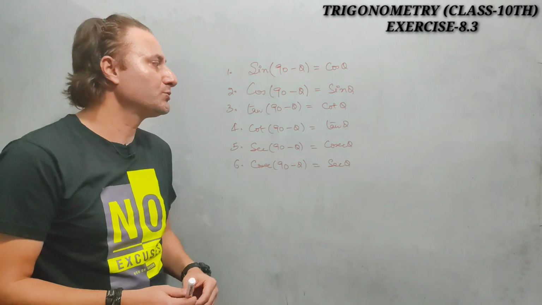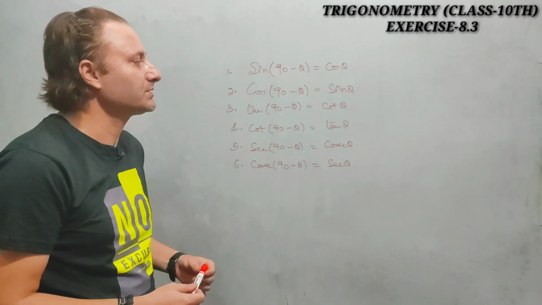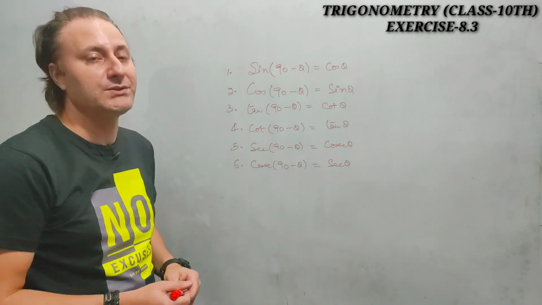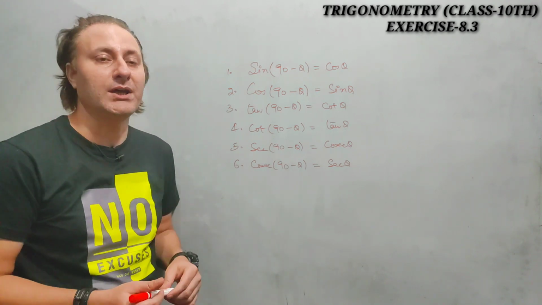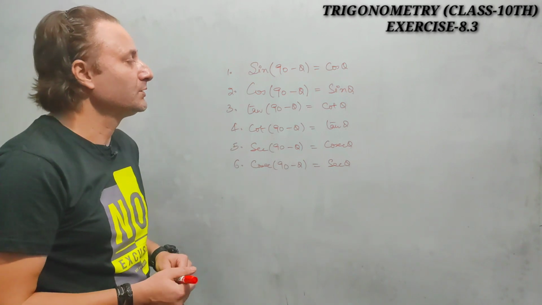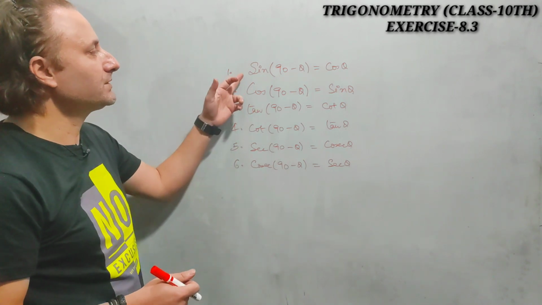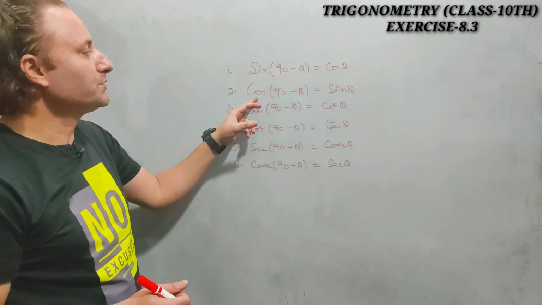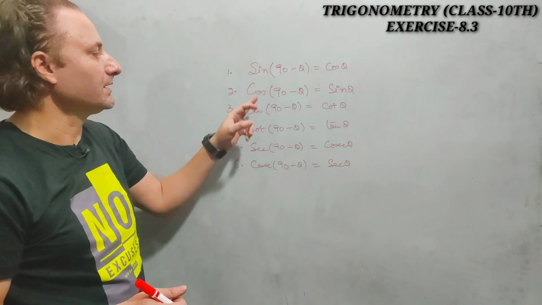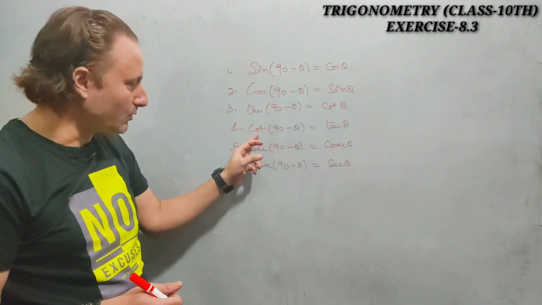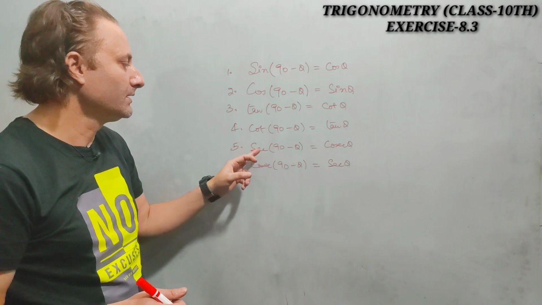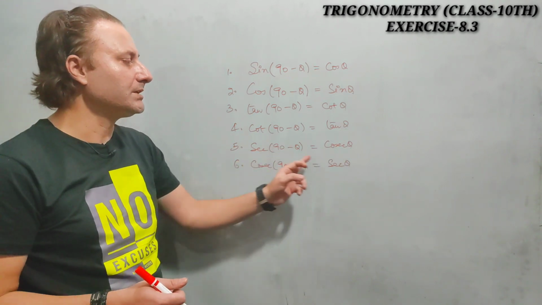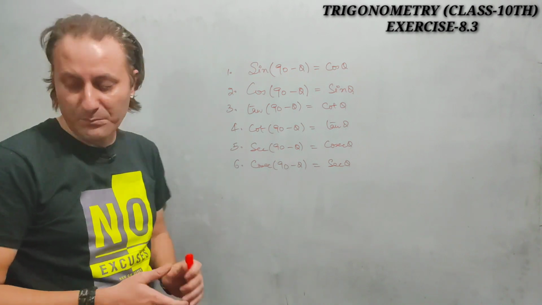This exercise, which we will start in a bit, will use all these formulas, so you need to remember them. You need to make sure that these formulas are inserted in your minds. They are very simple. Sine 90 minus theta is cos theta. Cos 90 minus theta is again sine theta. Tan 90 minus theta, cot theta. Cot 90 minus theta, we have tan theta. Then sec 90 minus theta is cosec theta. And cosec 90 minus theta is sec theta. So these are the 6 formulas.